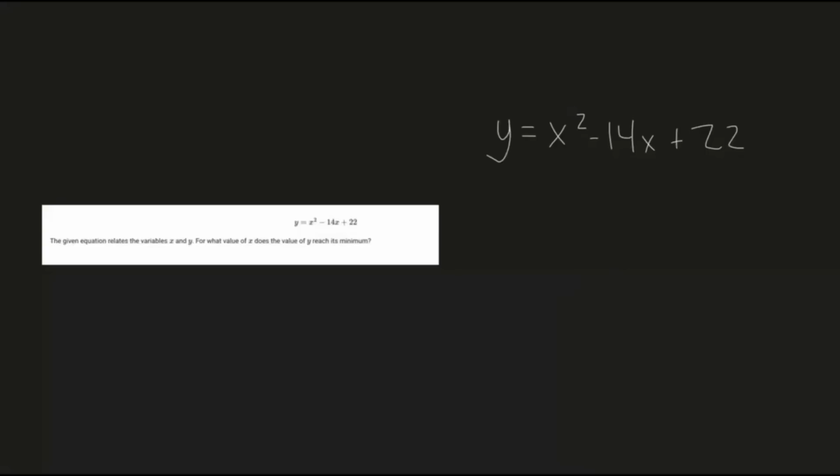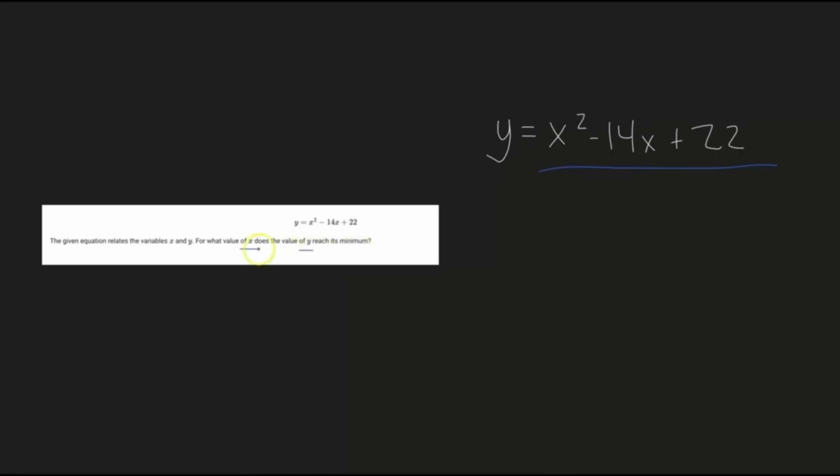The given equation relates the variables x and y. For what value of x does the value of y reach a minimum? First off, this is a quadratic equation, right? And it wants us to find the value of x when y reaches its minimum. The coefficient in front of x squared is positive, and therefore the parabola is going to open up. So it makes sense that we're looking for the minimum, because the minimum here is going to be that vertex, right?